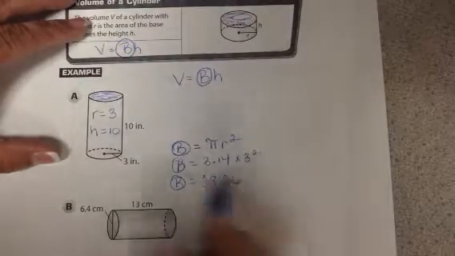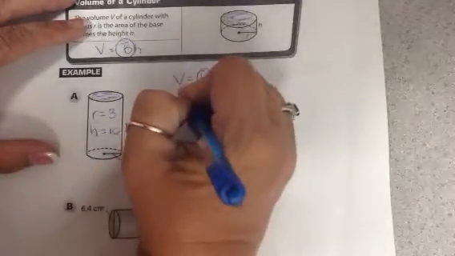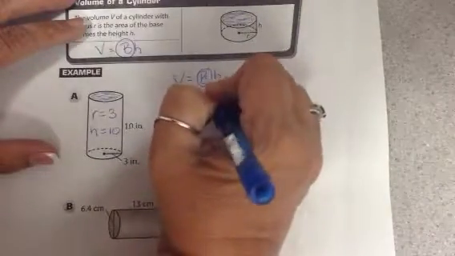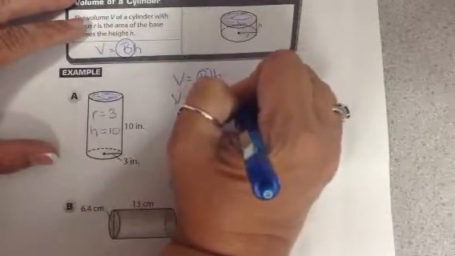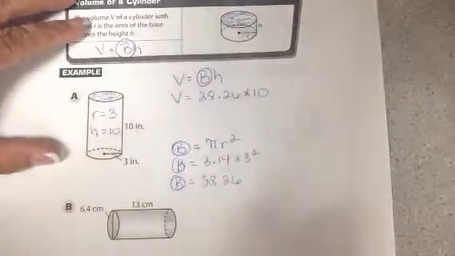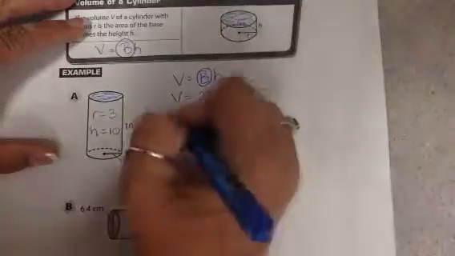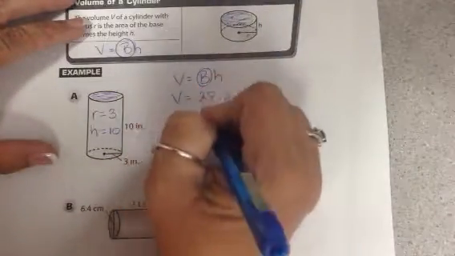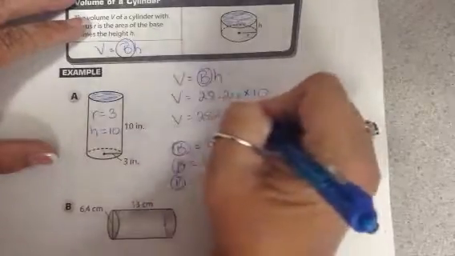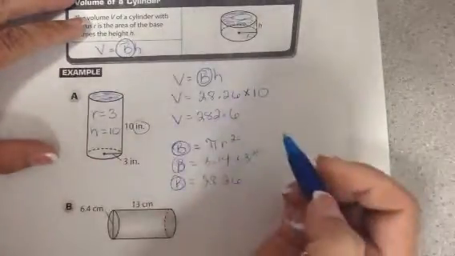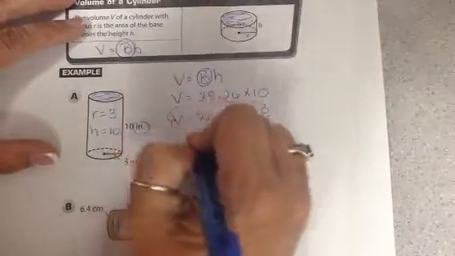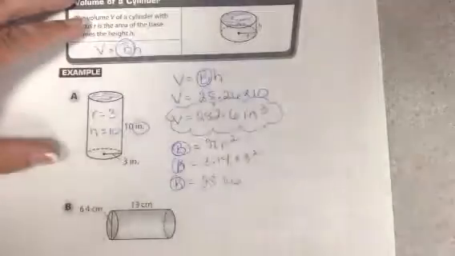Okay, so now I can plug this in up here. So V equals my big B, which is what we just found, 28.26, times my height, which is 10. This also can be put straight into the calculator. And V is going to equal 282.6. And then, if you notice, it's written in inches, so we're going to say inches cubed. And this is the volume of my cylinder.